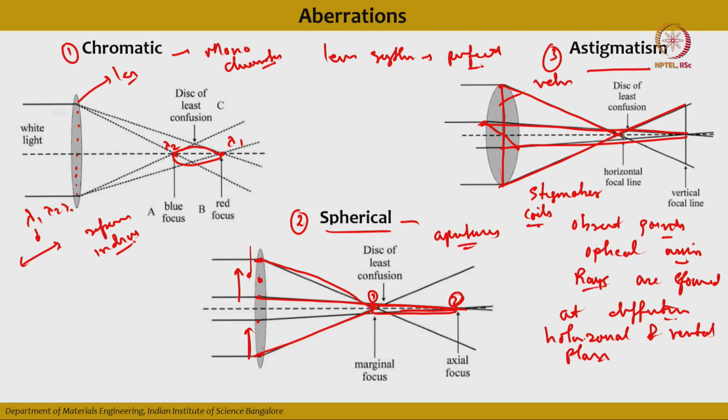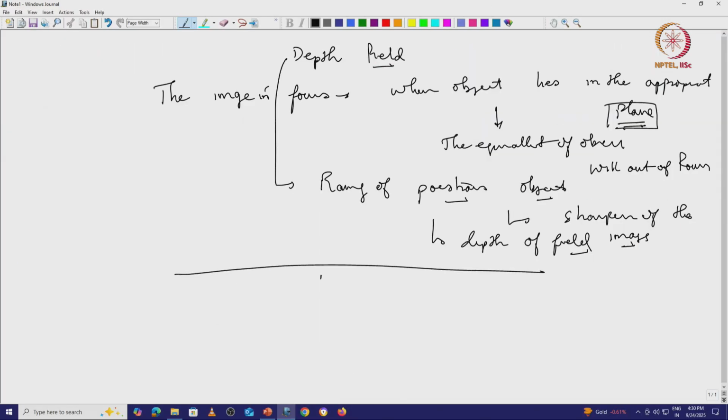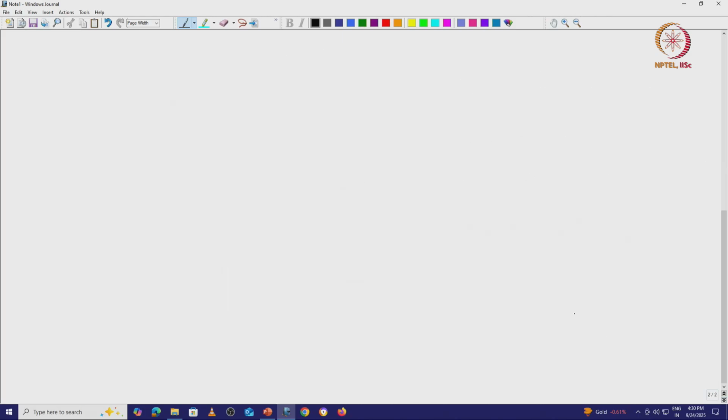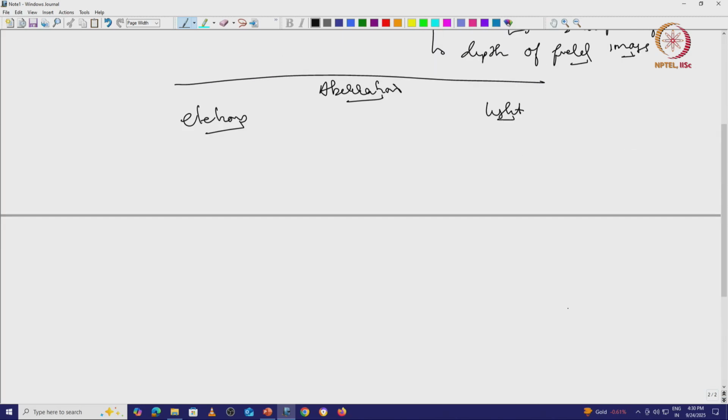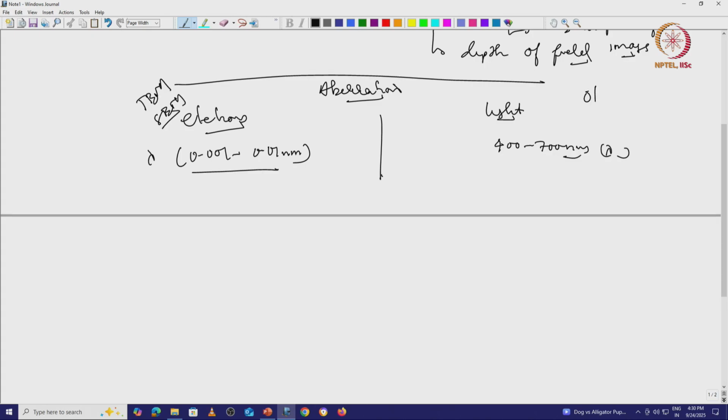Now, if you compare these aberrations based on what source you are using, either electron or light as a source, the light wavelength is between 400 to 700 nanometers. For the electrons, the wavelength is very low, around 0.001 to 0.01 nanometer. Lambda is very low in the case of electrons. Electrons are used in TEM and SEM, and light in optical microscopes.